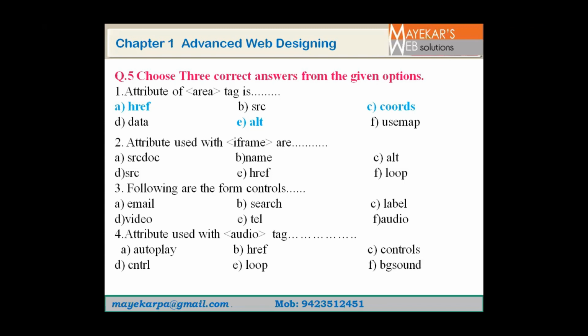It specifies the document to open. It is an attribute of the iframe tag. The second attribute is name. Yes, the name attribute is used with the iframe tag to specify a name for the inline frame. For identification purposes, you can specify any name to the iframe or inline frame. So name is a valid attribute.